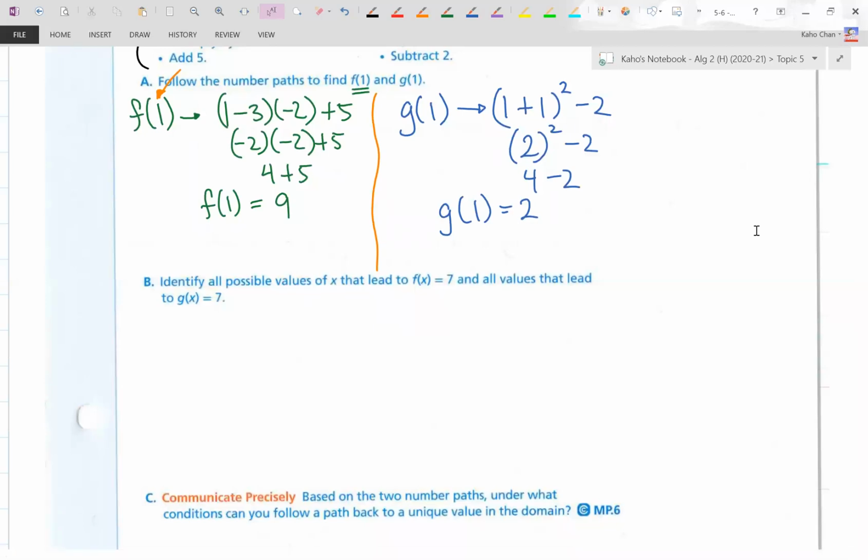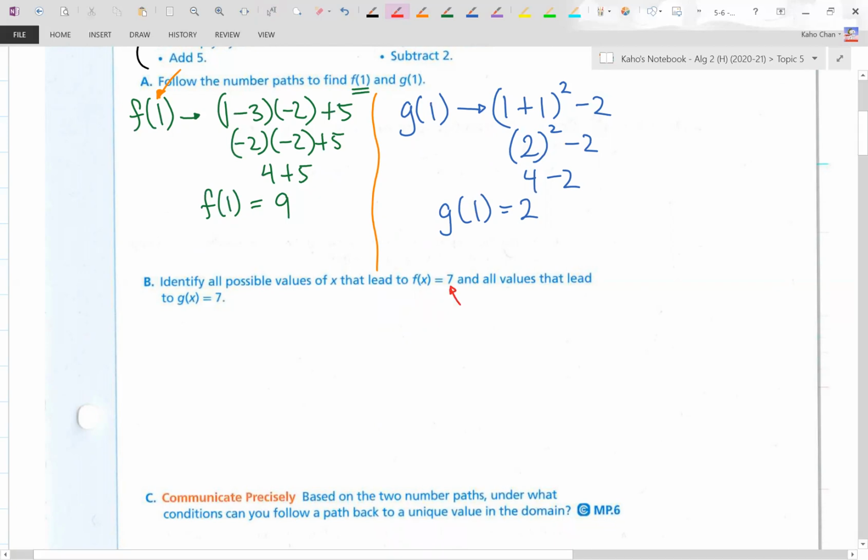Identify all possible values of x that lead to f of x equals 7 and all values that lead to g of x equals 7. Oh, this is a different question in a weird way. So we just follow directions using PEMDAS. Here, they're asking us to figure out what x is this time, not the y value, but x. Here we have to go backwards. They tell us what the final answers are.